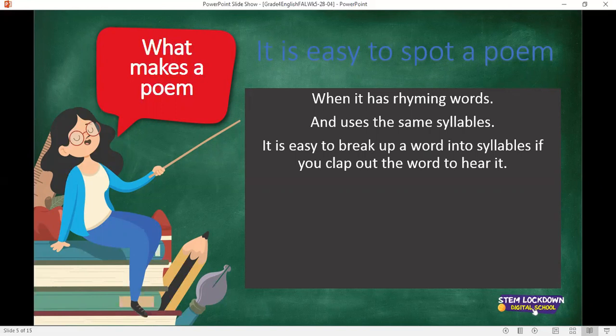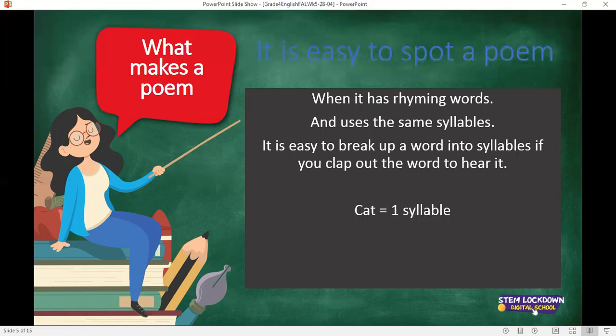So it's easy to break up a word into syllables if you clap out the word to try and hear the syllables. Or another trick you can also do, a trick I learned from one of my teacher friends, is if you put your hand and rest it under your chin, and as you say the word, every time your chin moves down, that's a syllable. So we will practice both of those to see which one you prefer.